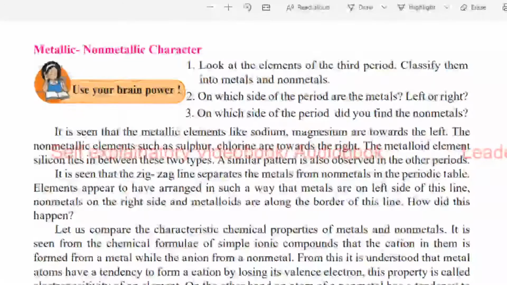The next topic is metallic and non-metallic characters. Use your brain power. First, look at the elements of the third period. Classify them into metals and non-metals. Second, on which side of the period are the metals, left or right? And third, on which side of the period did you find the non-metals?